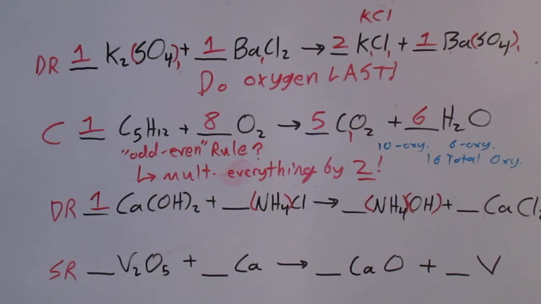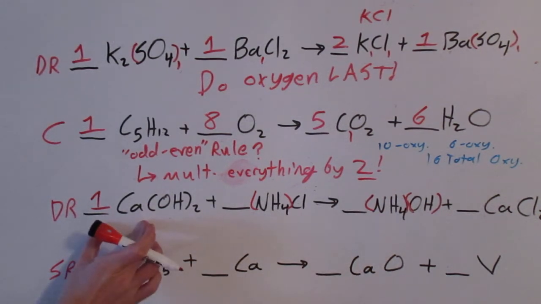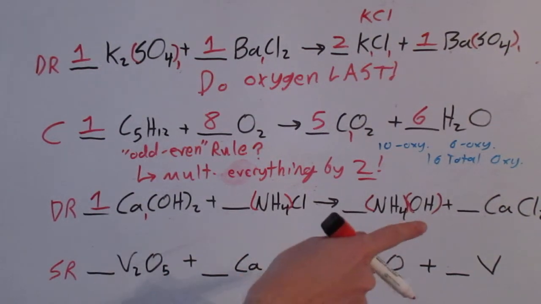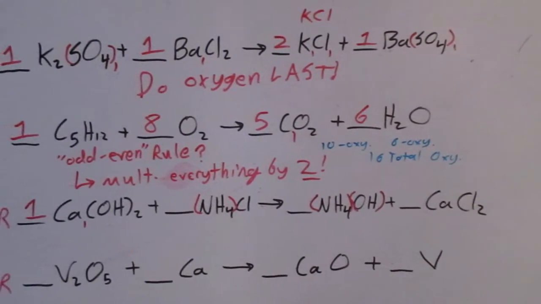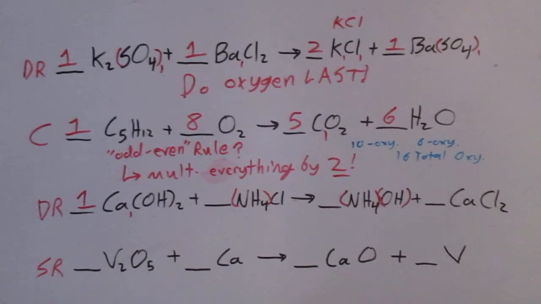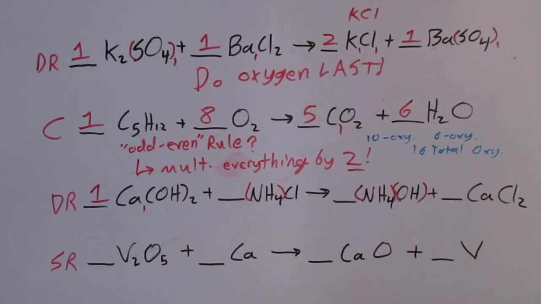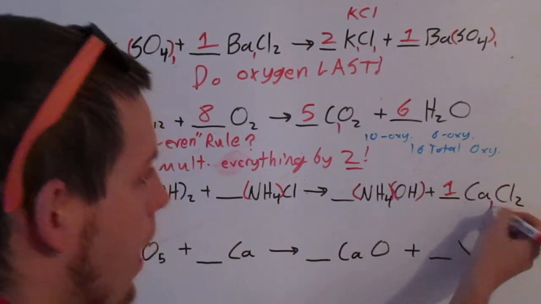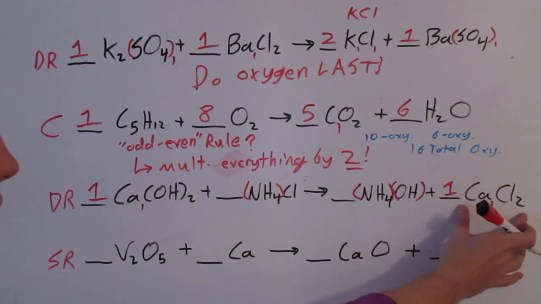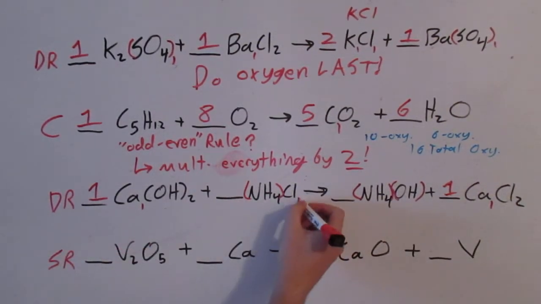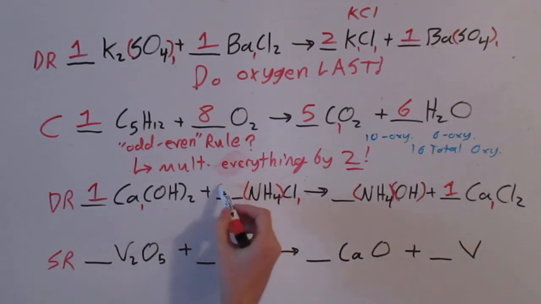So looking at this, I'm immediately going to see how many calciums I have. I have 1. How many do I have way over here? Well, I have 1 as well. Again, I'm just adjusting the camera a little bit. I apologize. So I'm going to put a 1 here because I'm good. How many chlorines do I have? Well, I have 2. Here I only have 1. Well, how do I get that 1 to be a 2? You put a 2.